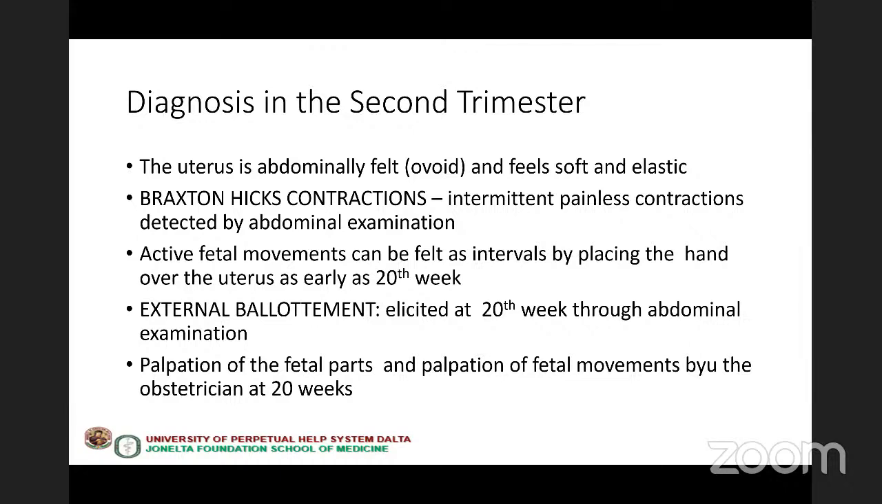Okay. So these are active fetal movements and can be felt as intervals by placing the hand over the uterus as early as your 20th week. Okay. And as your fetus enlarges, you will have your external ballottement. So this is usually starting at 20 weeks, also through an abdominal exam. So now you could palpate your fetal parts and fetal movements by the obstetrician at 20 weeks.